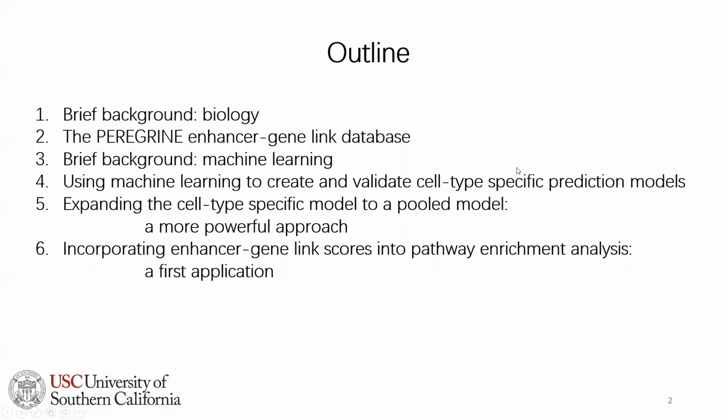So here's just a brief outline of what I'm going to cover today. We will start with a little background on the biology of the problem. Then I will introduce our enhancer gene link database, Peregrine. Then I will give a little bit of background on the machine learning aspect of the problem, after which I will discuss how we are using machine learning to create and validate cell type specific prediction models. Then I will talk about our plans to expand this approach to create a pooled model as a more powerful approach. Then I will touch on what we hope will be a good first application of this kind of information, which is to be able to incorporate this enhancer gene regulatory relationship information into the existing framework for pathway enrichment.